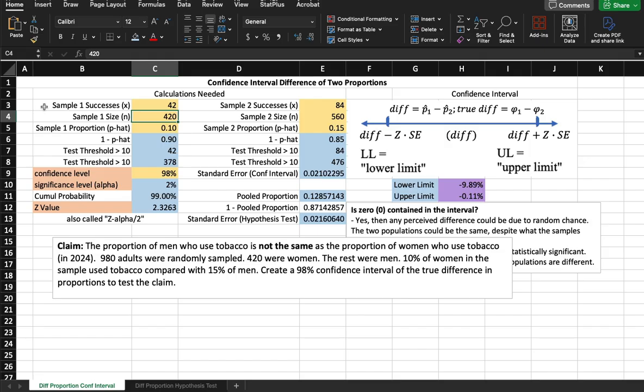In the first several rows here, I have everything highlighted in gold, because the gold cells are numbers that we are going to provide based on whatever problem we're being asked to solve. So if you're going to be using this spreadsheet as a template for solving any problem involving a confidence interval of the difference between two proportions, only the things in gold are the things that you're going to want to change. Everything else that you see in blue is going to just get calculated automatically.